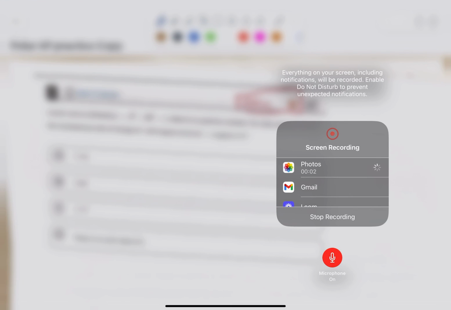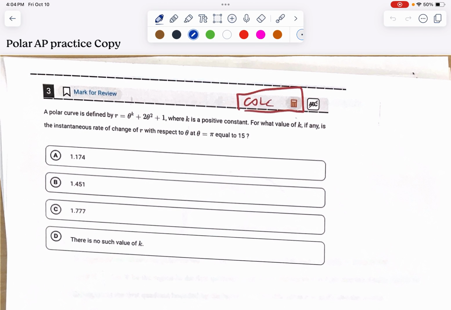Hi, in this video I will go over the multiple choice problems in this section on polar AP practice. I'll do the free response in a different video.